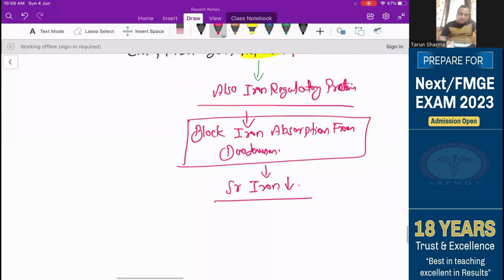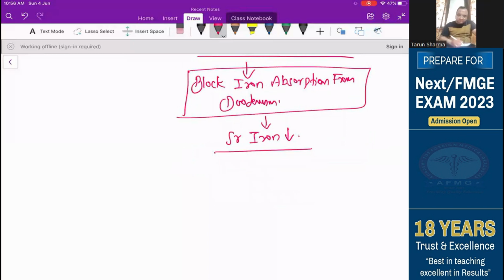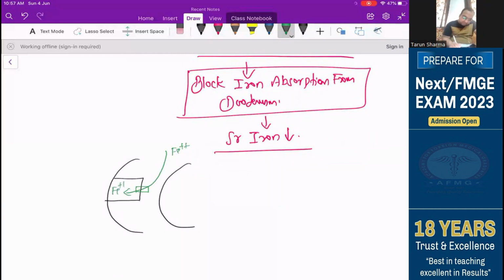But it is important to see how it blocks the iron absorption. I'll tell you. This is the duodenum. The duodenum is lined by duodenal cells. This is one of the duodenal cells, and I magnified it. On the surface of these duodenal cells, we have a receptor like this for iron absorption. So if iron comes from the food or diet in ferrous form, it gets absorbed into the duodenal cells with the help of a receptor called the DMT1 receptor.